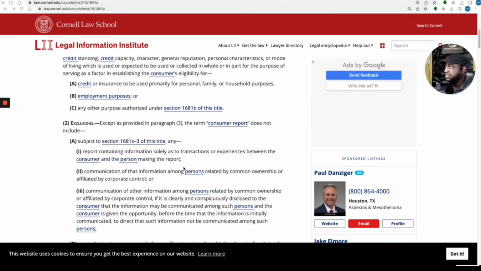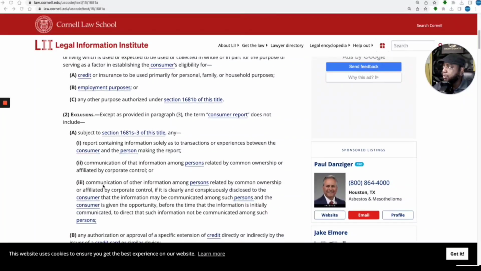It clearly says a report containing solely information as to the transactions or experiences between the consumer and the person making the report. That's the first. Second one is communication of that information among persons related by common ownership or affiliated by corporate control, or communication of other information among persons related by common ownership or affiliated by common control.